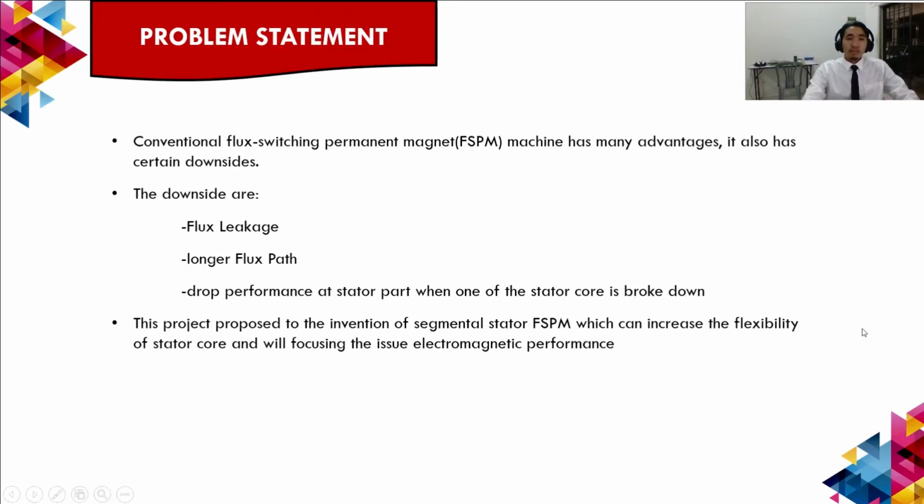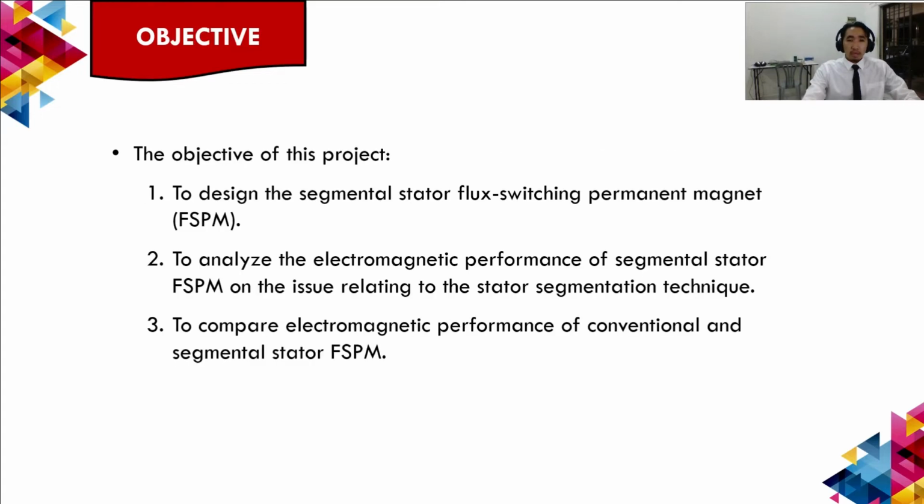Problem statement. Conventional flux switching permanent magnet machines have many advantages. They also have certain downsides. The downsides are flux linkage, longer flux path, and dropped performance at the stator part where one of the stator cores is broken down. This project proposes the invention of cemented stator FSPM, which can increase the flexibility of the stator core, and will focus on the issue of electromagnetic performance. There are three objectives of this project.